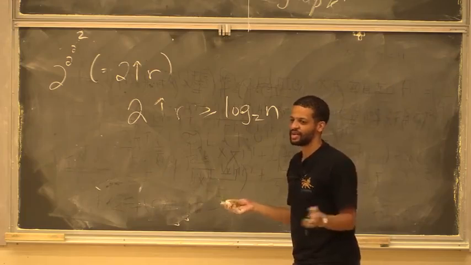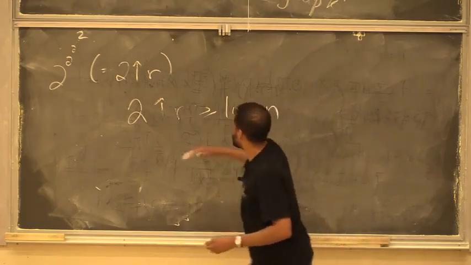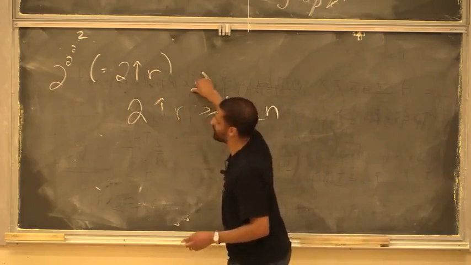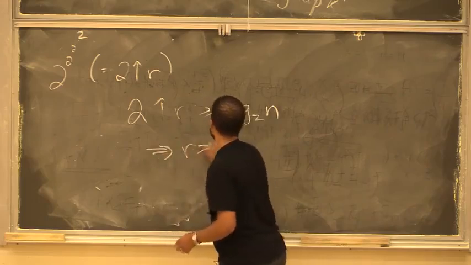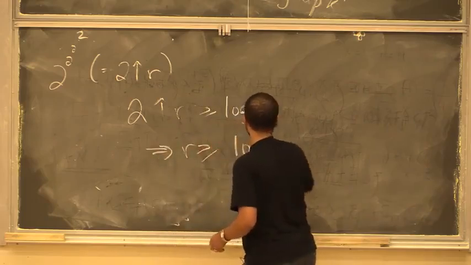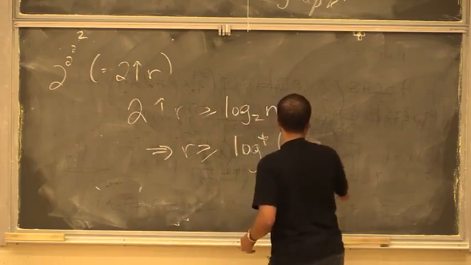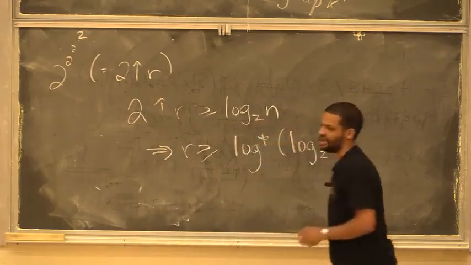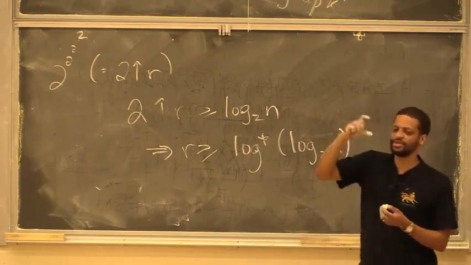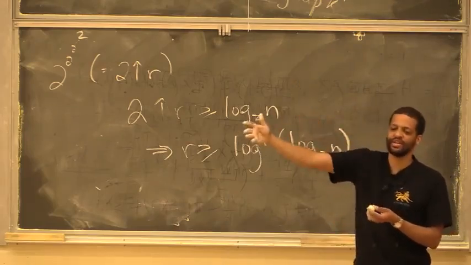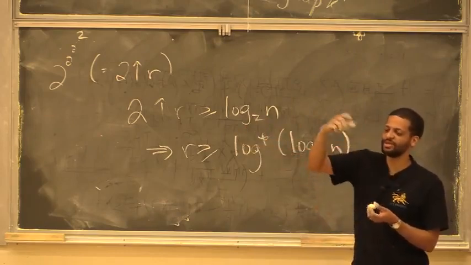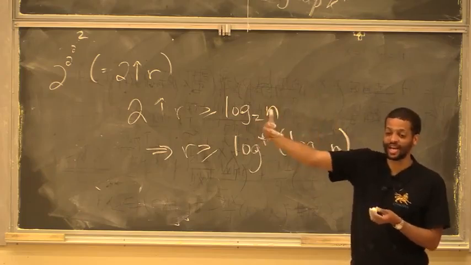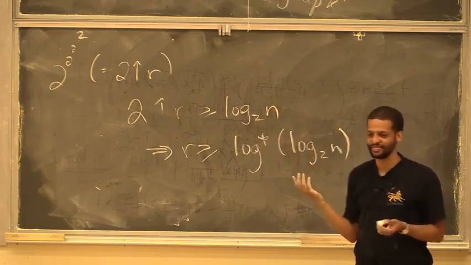Right? So I'm saying, how many times do I have to take 2 to the 2 to the 2 to the 2 to get log n? This is exactly r being log star of log n. How many times do I have to take 2 to the 2 to the 2 to the 2 to get n? It's log star n. To get log n, it's log star of log n.